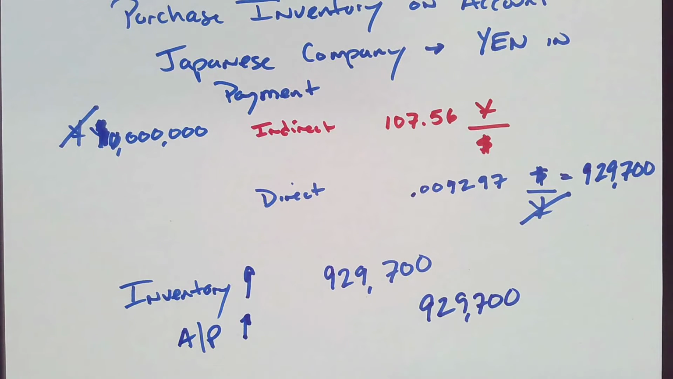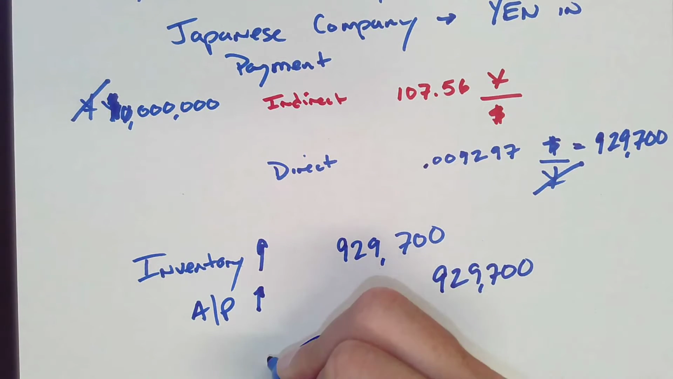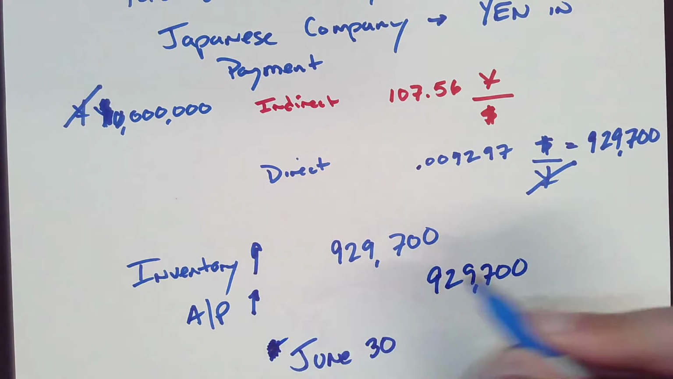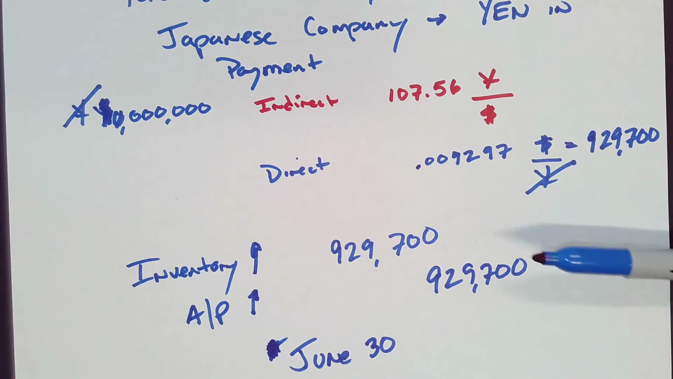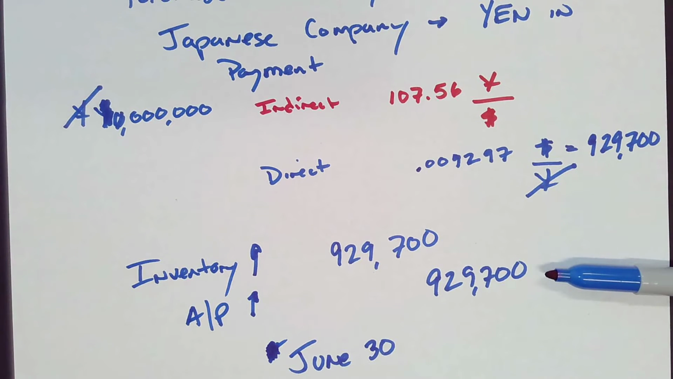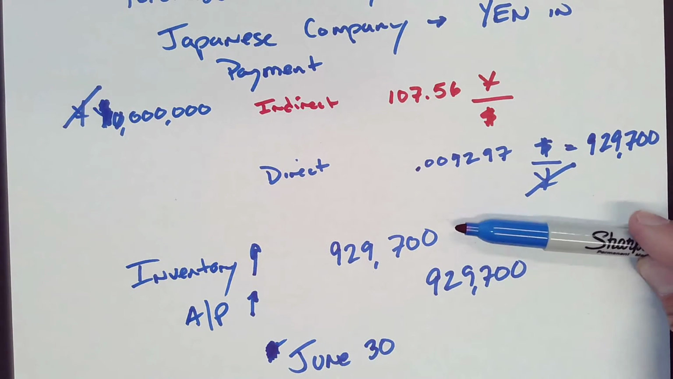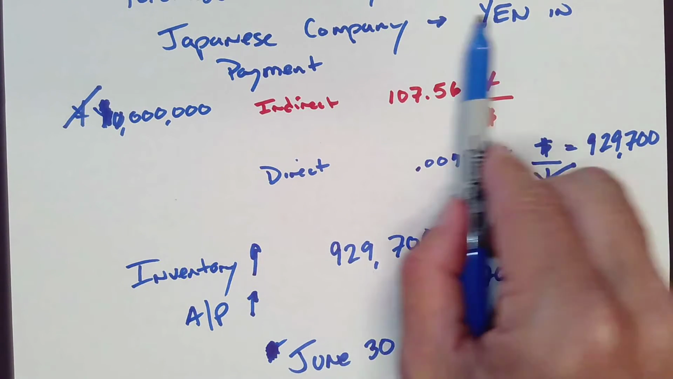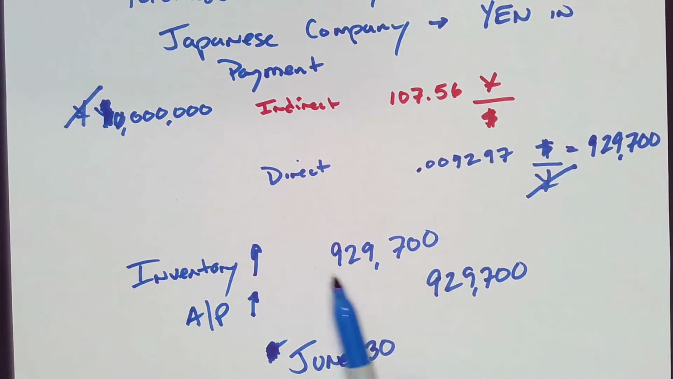Now, what happens when we get to June 30? Right? What do I do when I get to June 30? Do I have to revalue inventory? Do I have to revalue the accounts payable? This is a non-monetary asset, right? I've already settled this. I have the inventory. This is how much I paid for it, given the historical date that I purchased it. Right? This is no longer subject to currency movement.